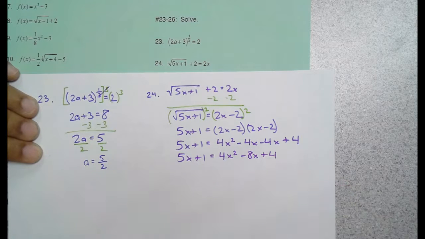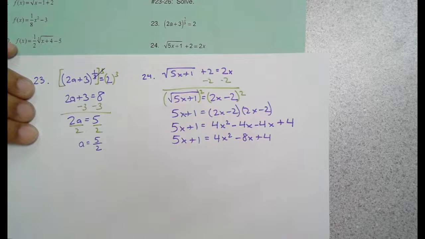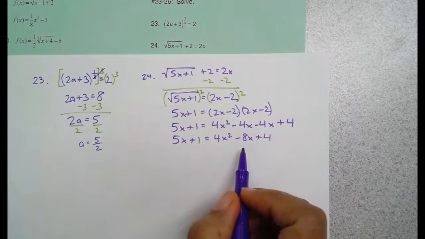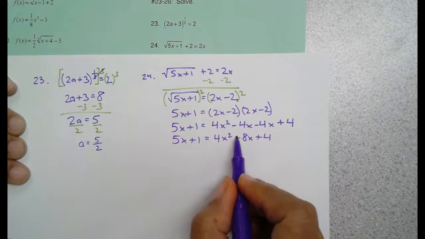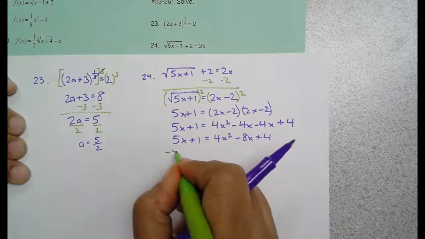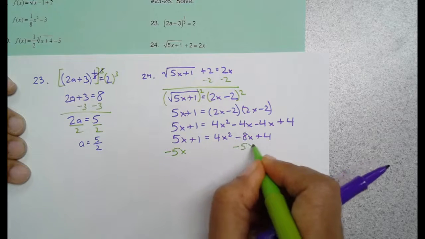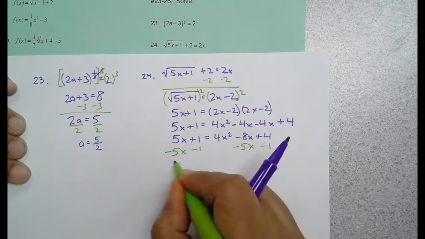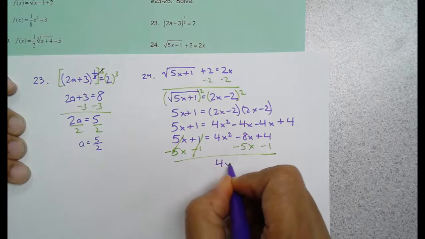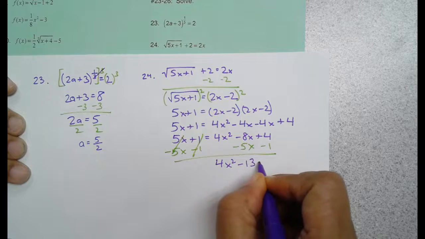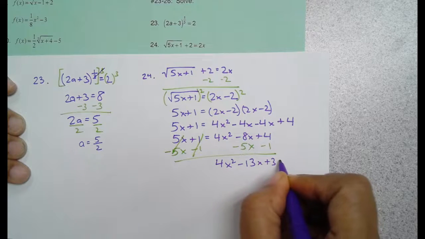Now at this point, we need to get that to equal 0. We need this to equal 0 before we can factor it. So I'm going to bring everything over to the right since I want my x squared to be positive. So I'm going to subtract the 5x from both sides, then subtract the 1. That'll give me 0 on one side of the equation. 4x squared minus 13x plus 3 equals 0.